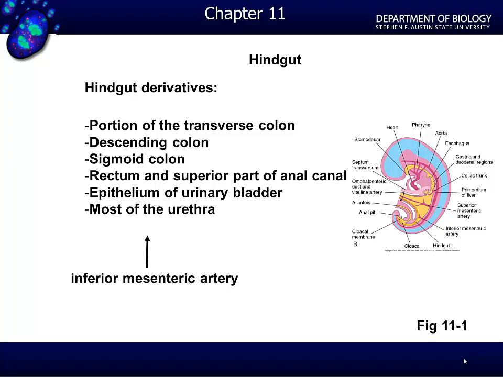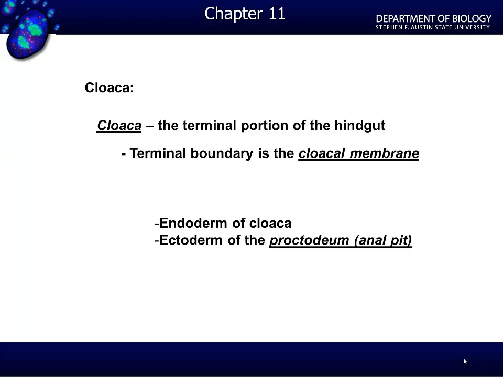We'll go through the remainder of the colon, the rectum, but we're also going to include urinary bladder, the epithelium, and most of the urethra. This is all going to be produced by hindgut derived tissue, which will in some cases include the allantois, and we'll include that in our discussion.